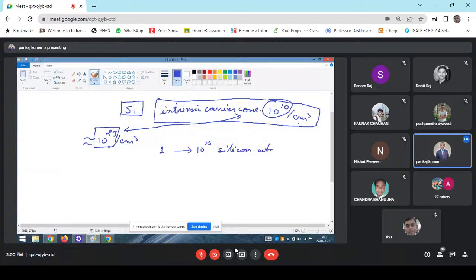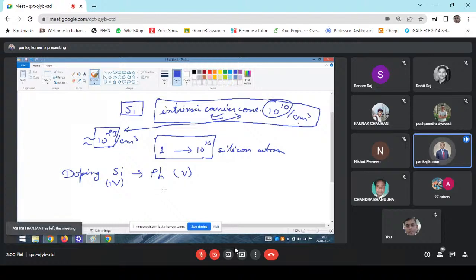Why do you need to dope? To increase the carrier concentration. That's why the conductivity of pure silicon is very less and it cannot be used in its pure form. So we have developed a way to increase the carrier concentration with the help of doping. Let us dope this silicon with phosphorus, a group 5 element, while silicon is a group 4 element. Now we will see what happens after doping, and why the conductivity increases.